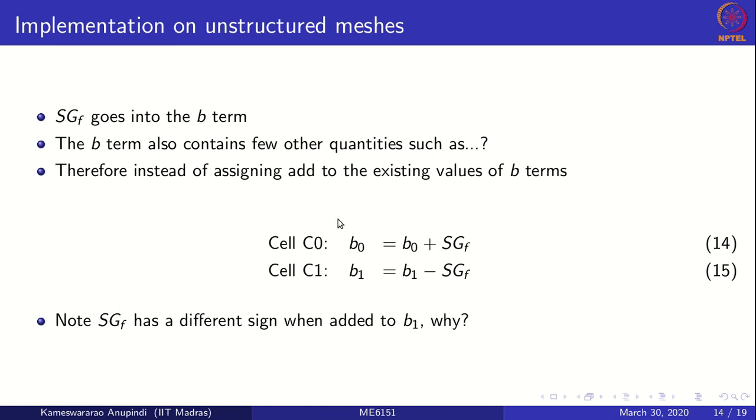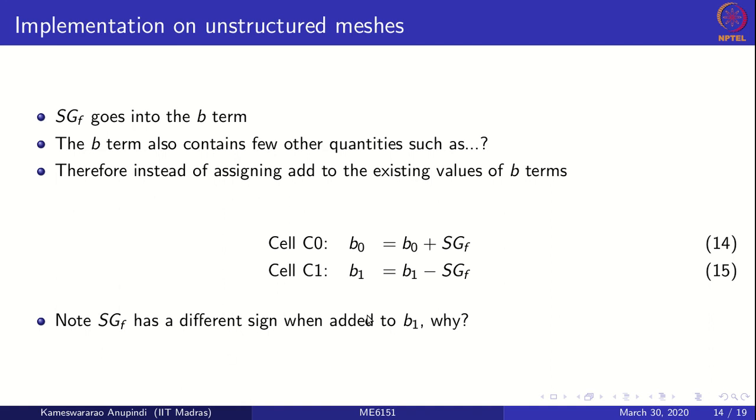As a result, I would calculate the secondary gradient term for a particular phase, and I would add that contribution to the C0 cell. I will set B equals B, the existing value of, let's say, source terms, Dirichlet boundary conditions and so on, plus the secondary gradient. For cell 1, I would subtract this secondary gradient from whatever I have calculated for the particular phase while sitting on cell 0. Why do I subtract it here? Why not add it just like the primary gradient?